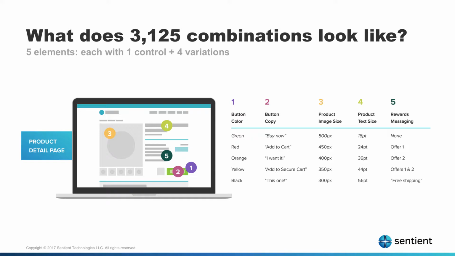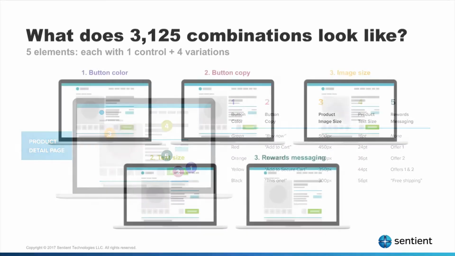So if we take a look at that, 5 elements, 5 variations per element, multiplying that up is 3,125 combinations. And when you hear that search space of over 3,000 combinations, it can be pretty overwhelming. But if you break it down, it adds up pretty quickly as you start adding more variations for each element on the page.